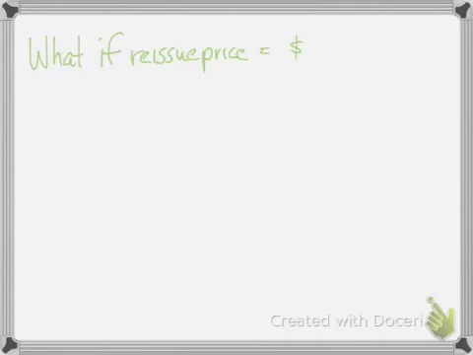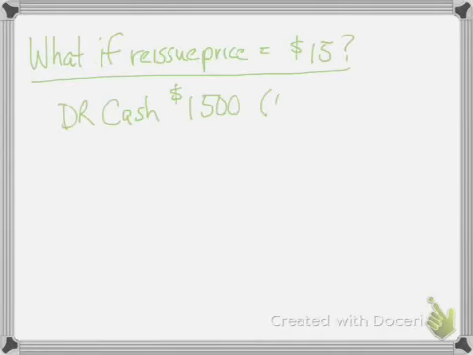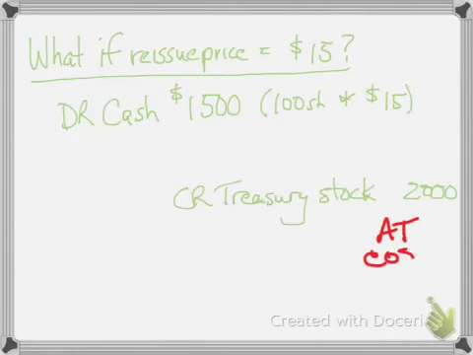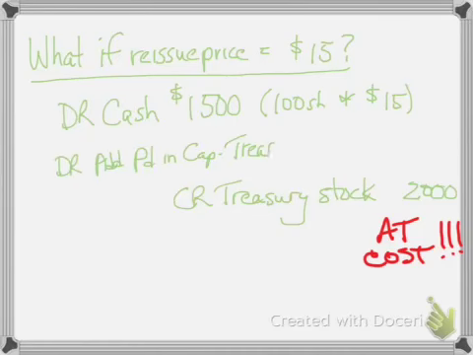Now, what if we had reissued those shares at a much lower price, at $15 a share? Then we would have only gotten $1,500 of cash, and we would have still had to credit Treasury stock for $2,000. In at cost, out at cost. And now we have an entry that doesn't balance. Well, the plug still goes to additional paid-in capital for Treasury stock, but in this case we would have needed a debit, so it's a reducing effect on our overall shareholders' equity. And that's the basics of recording Treasury stock transactions.